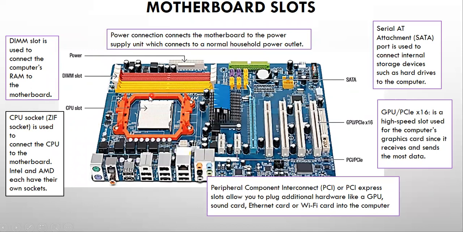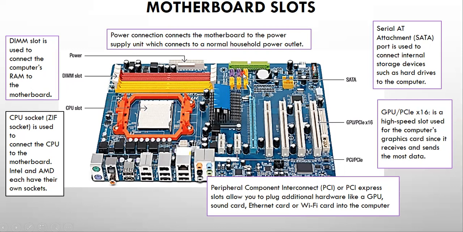Your CPU, this is your CPU socket. The CPU is placed in a ZIF socket. So the ZIF socket hosts the CPU. It is used to connect the CPU to the motherboard. All right, so your ZIF socket or your CPU socket connects the CPU to the motherboard. Intel and AMD each have their own sockets, so you'll find that the motherboards differ for Intel and AMD.